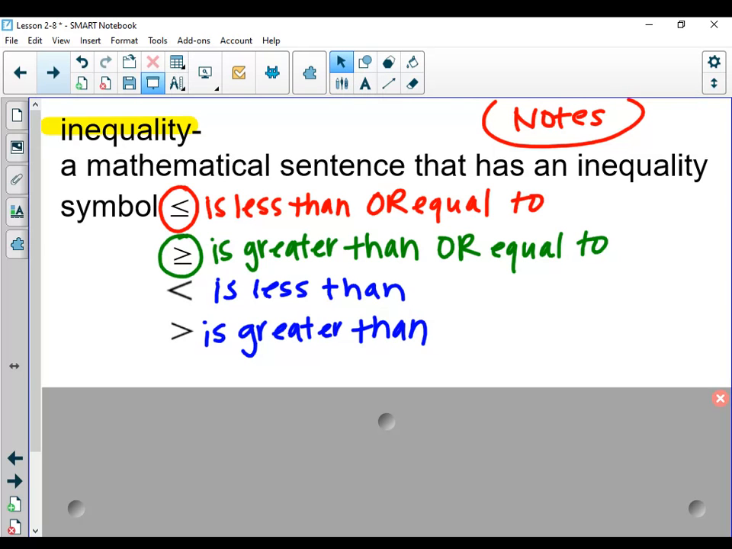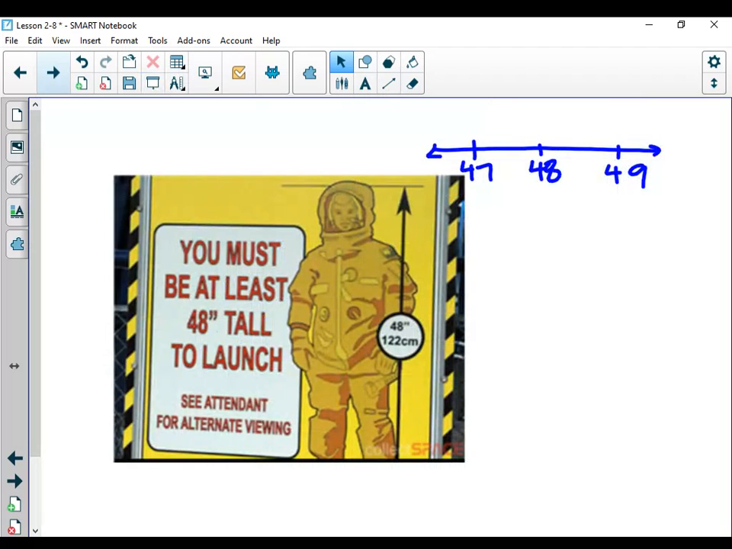So we have these 4 symbols, no equal signs today. We have these 4 symbols, and we need to graph them, which really means we need to understand what they mean. Here's some examples.